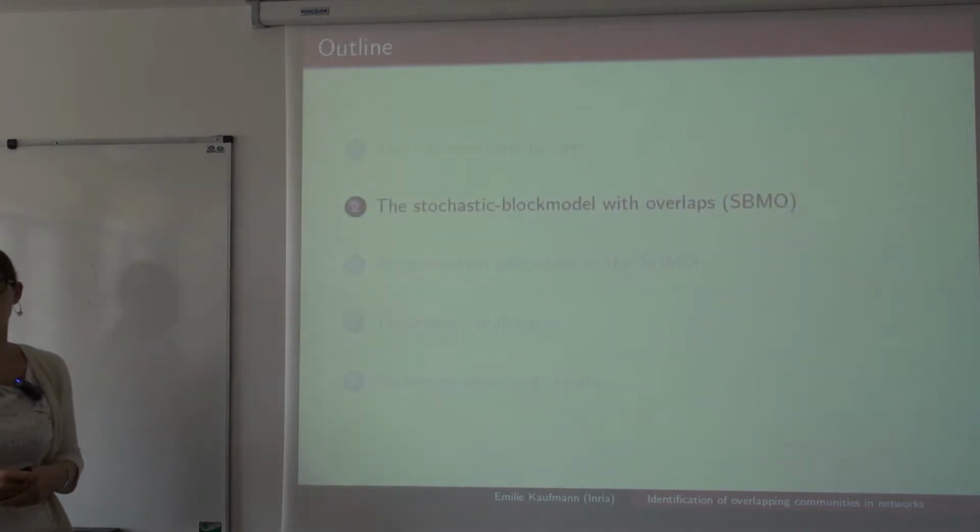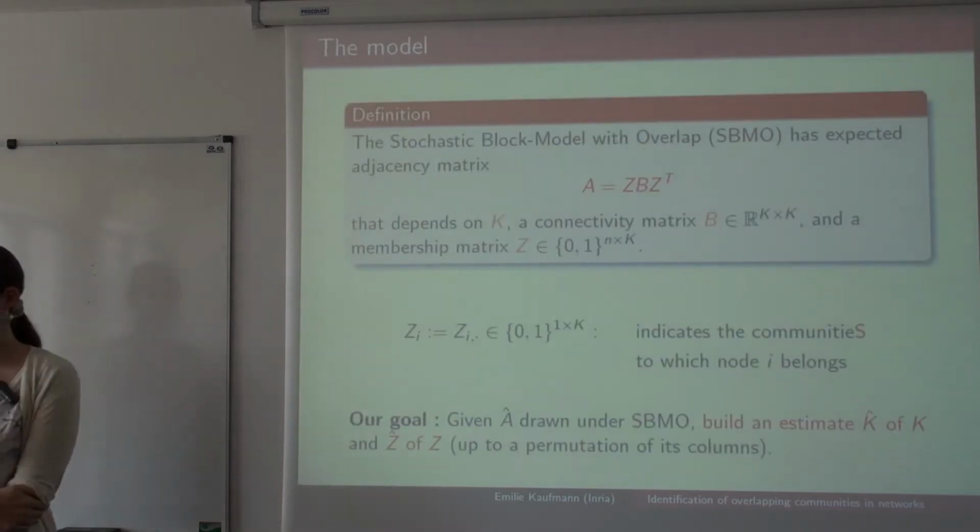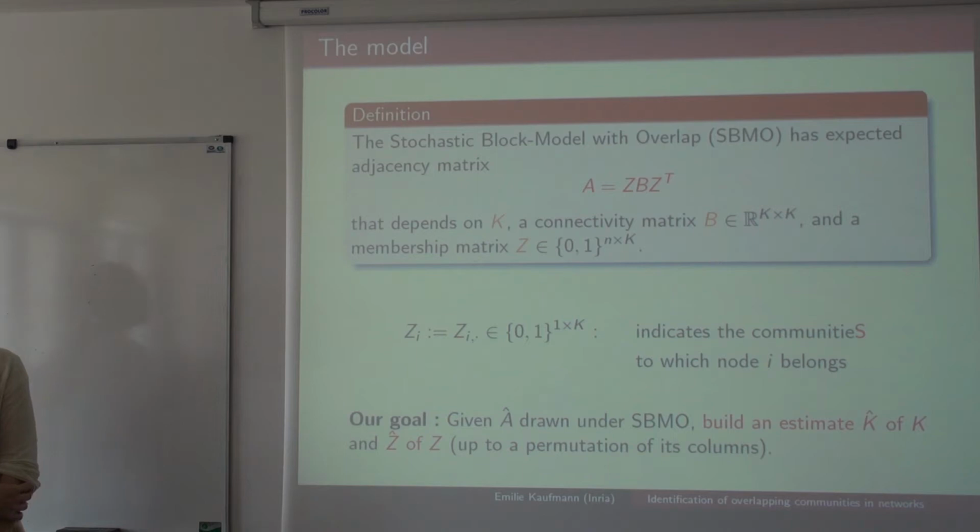So now let's move to the overlapping case. I'm going to introduce a model called the Stochastic Block Model with overlaps, which appeared to us as the simplest possible generalization of the SBM. Look here, the expected adjacency matrix has exactly the same form, depending on a number of communities K, a connectivity matrix B, and a membership matrix Z.